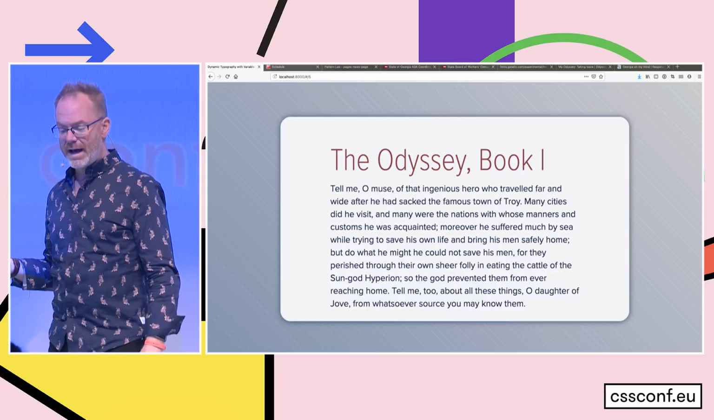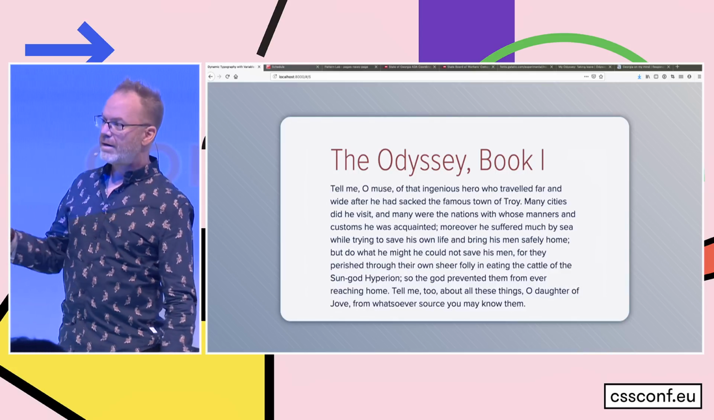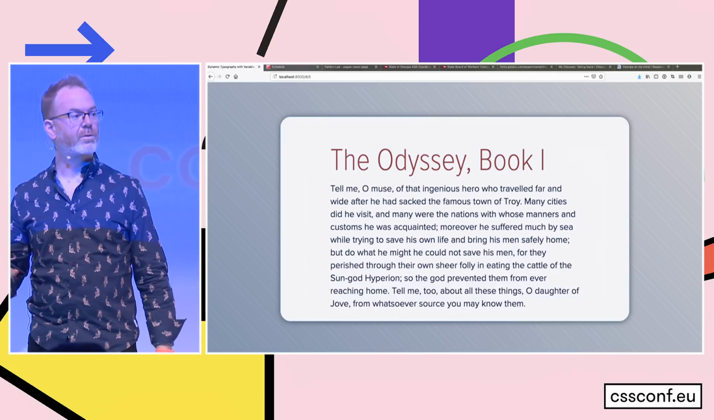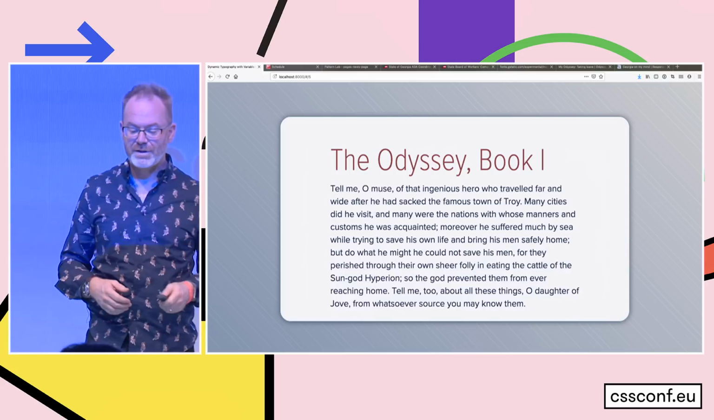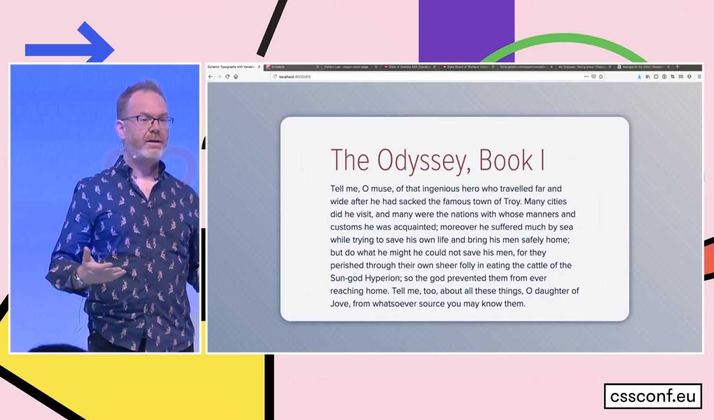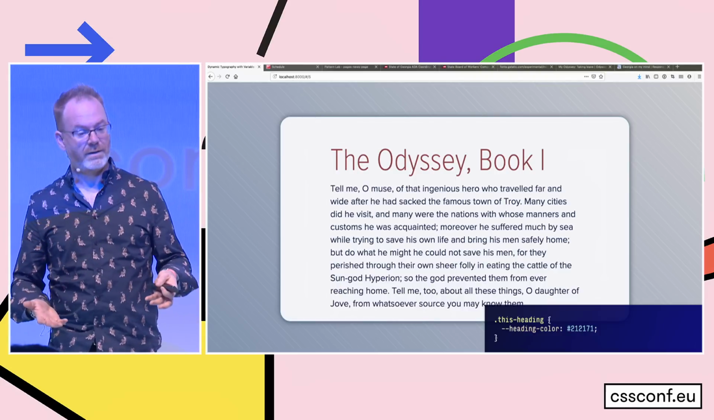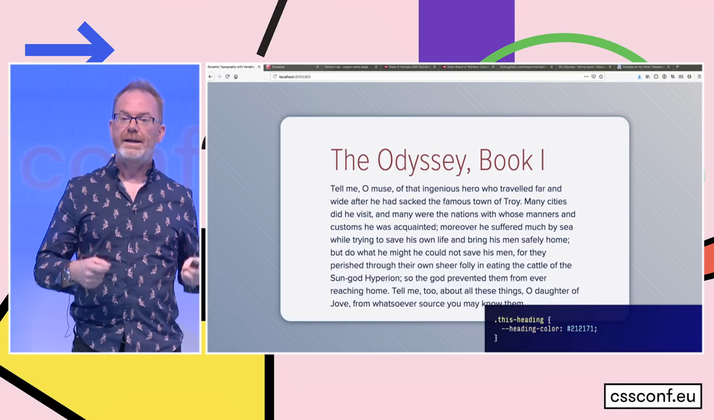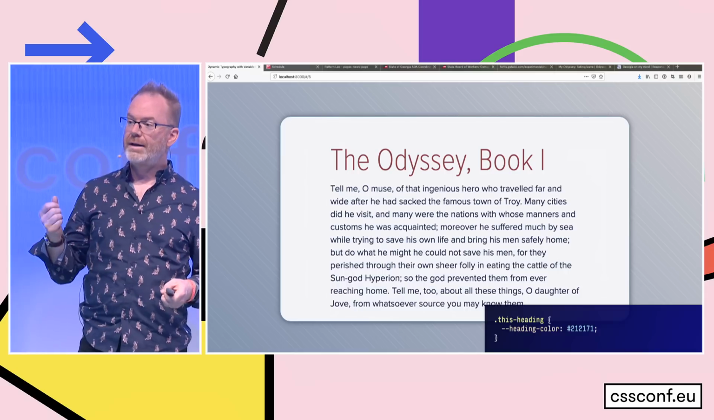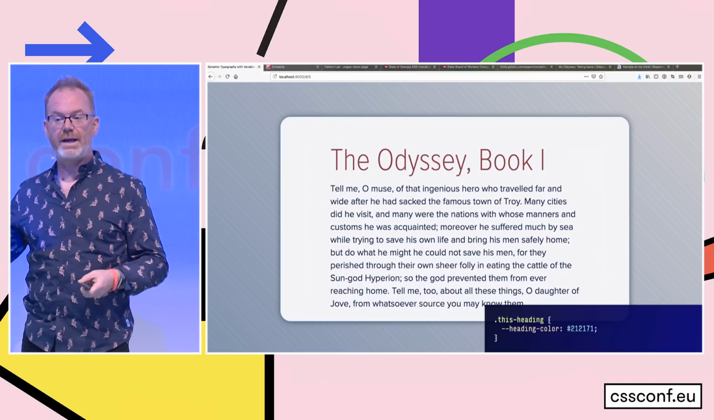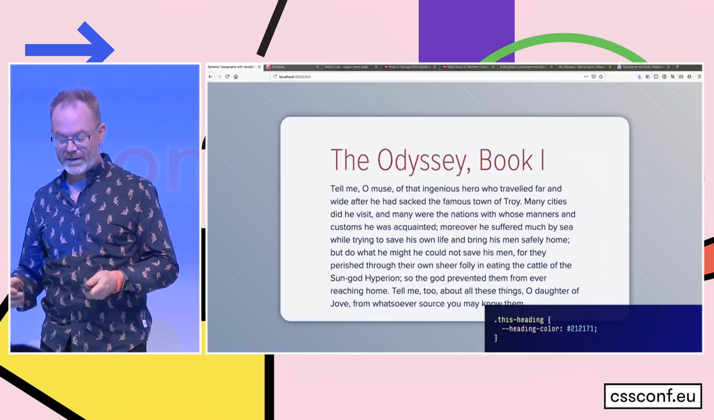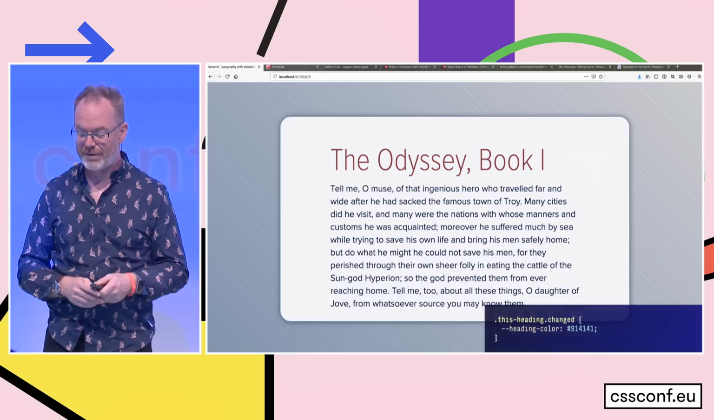So looking at what we have on screen, I thought the Odyssey might be a good way to talk about the way our journey on the web has evolved. And I wanted to try and present it in a slightly different way. So we have a heading. And instead of assigning it an explicit color, we could assign it a variable for that color. So we might change it later on. And I think that we'll have some interesting use cases for that.